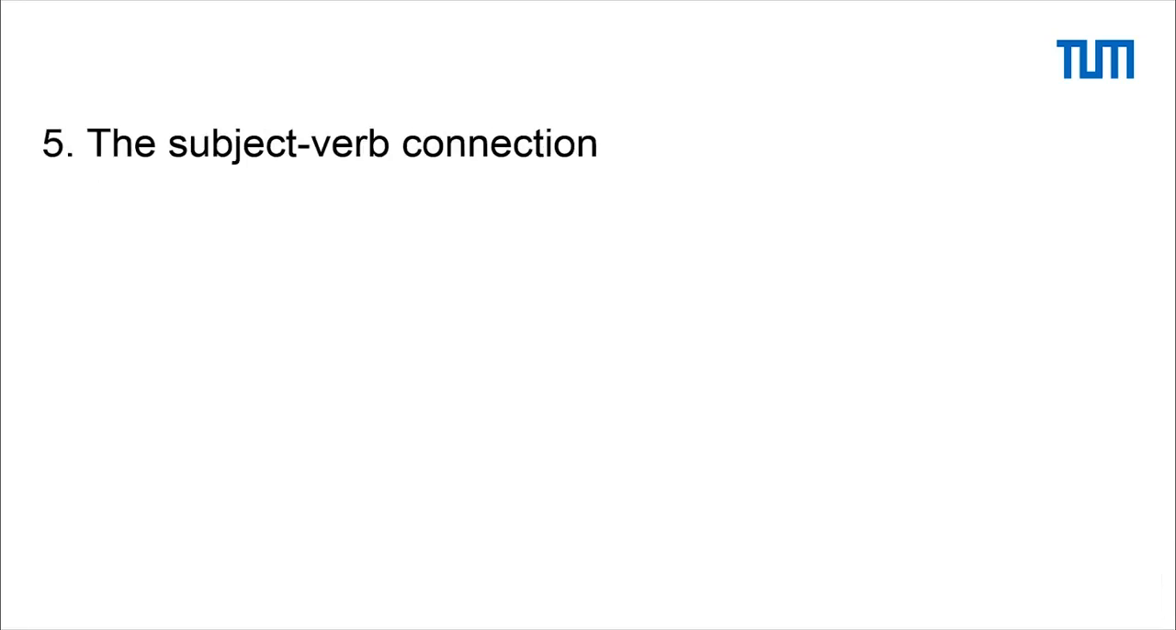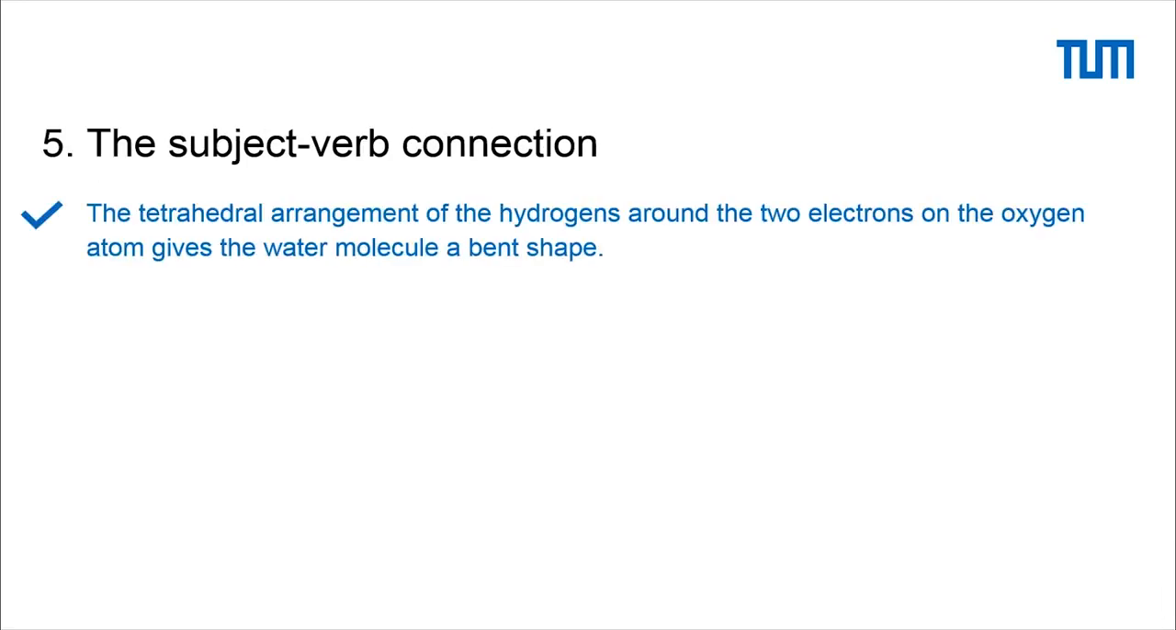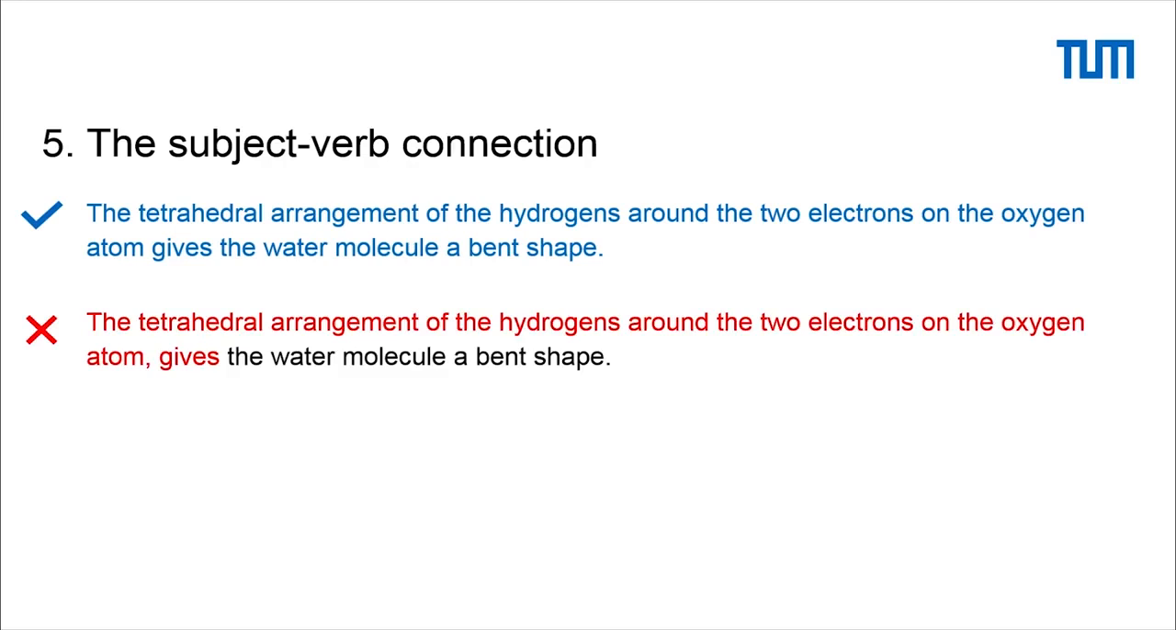Okay, so this sentence is actually correct as written. It may feel to you like it needs a comma in there somewhere because we have quite a long subject. Our subject is everything from the tetrahedral arrangement all the way up to atom. But we do not need a comma anywhere in this sentence. To add a comma between the subject and the verb, as in this example, would be incorrect.